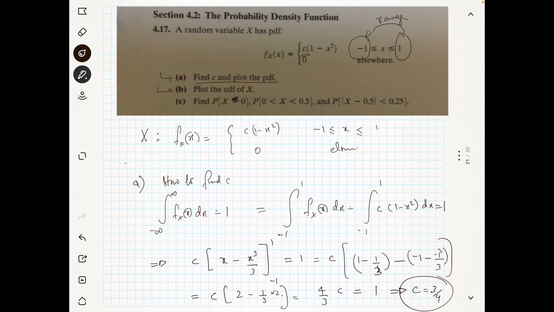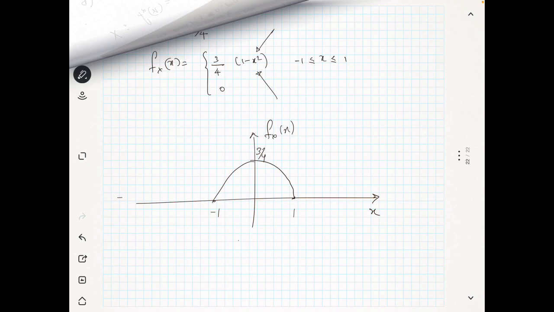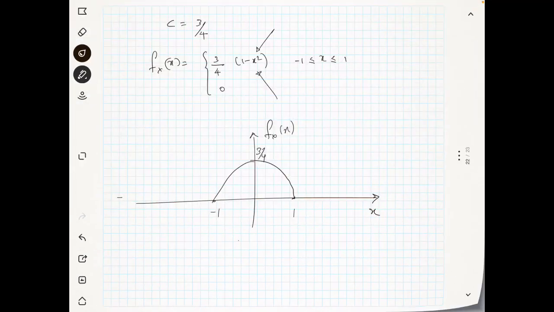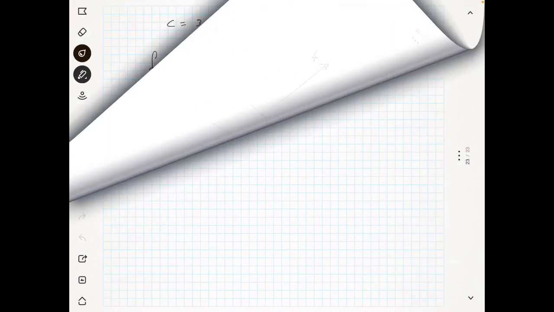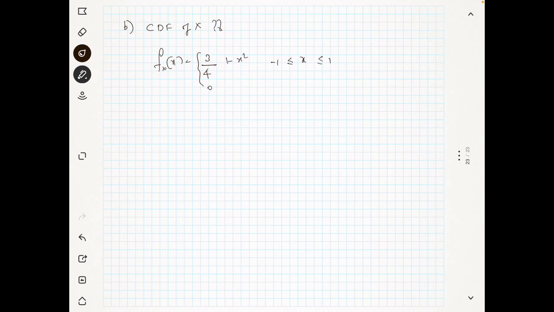Now the second part is plot the CDF of x. Okay, we have to find the CDF next. So what is the CDF of x? This is the question. We know the PDF fx of x is equal to 3 by 4 into 1 minus x square for x between -1 and 1. This is what we have got from the previous solution, and is equal to 0 otherwise.